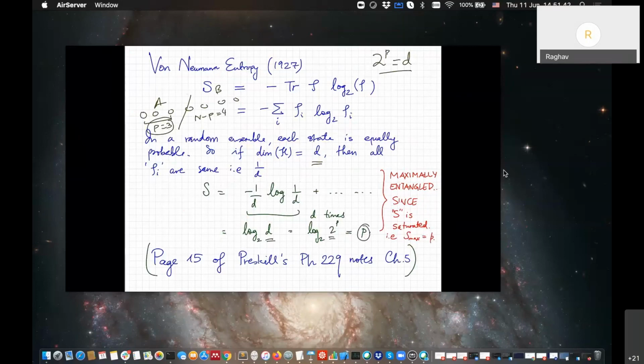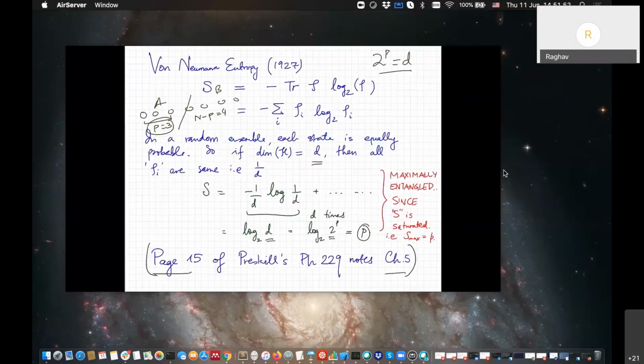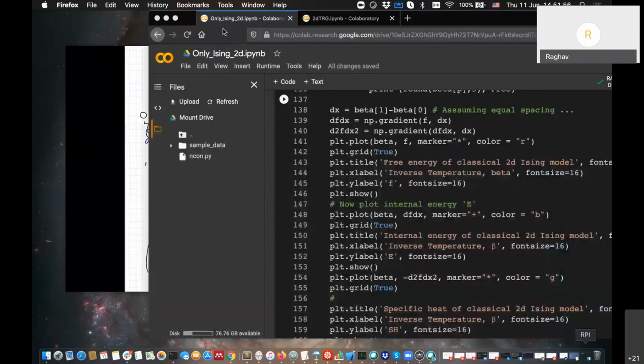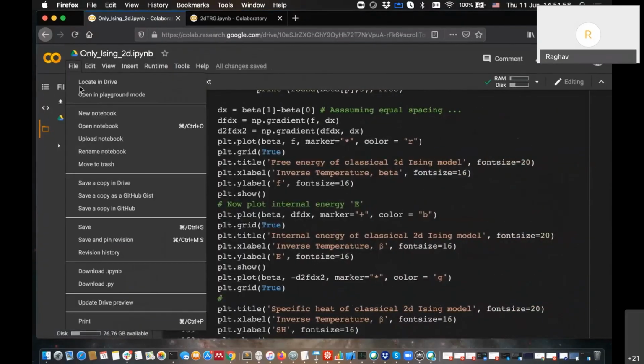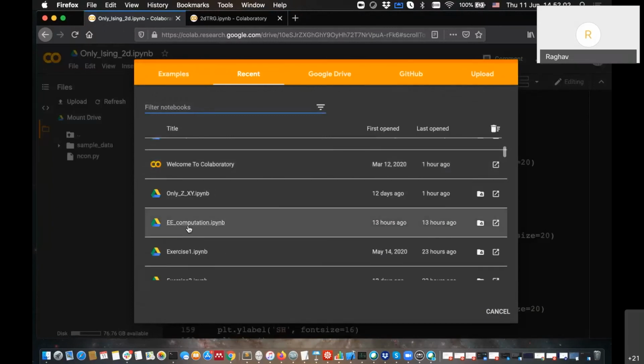You can read more about this in very nice notes by Preskill, on page 15 of chapter 5, if you're interested. Okay, so I think we should go to coding this. This is a very interesting coding exercise, so you don't need to worry about or debug anything. I'll just open this file, which is called EE computation.